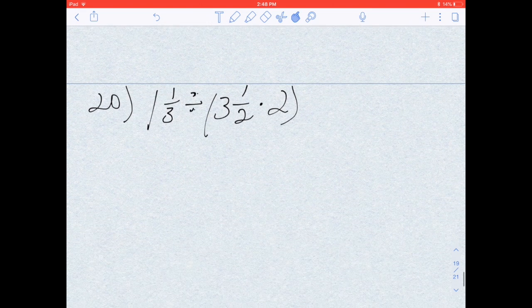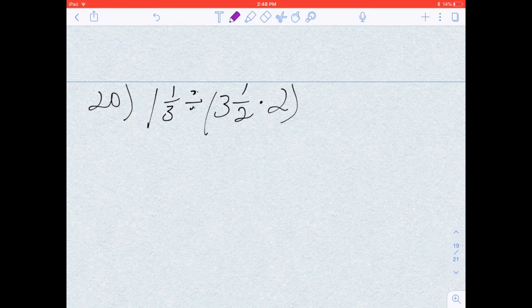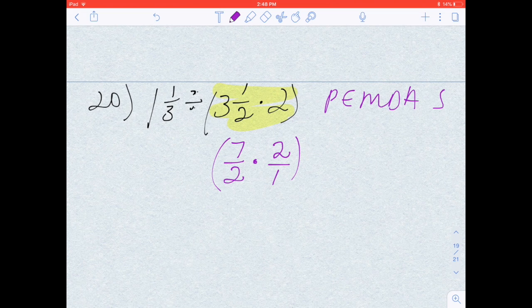And my last problem. 1 1/3 divided by 3 1/2 times 2. So I need to do my order of operations, which is PEMDAS. And I'm going to start in my parentheses right here. So 3 1/2, I'm going to make this into an improper fraction, which gives me 7/2, times, put that 2 into an improper fraction, 2/1. And when I multiply that, I can cancel these 2 out, and I'm left with 7.